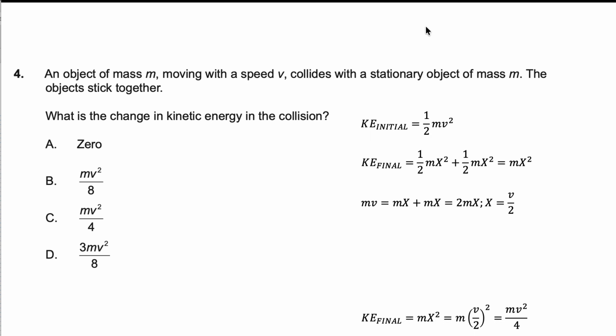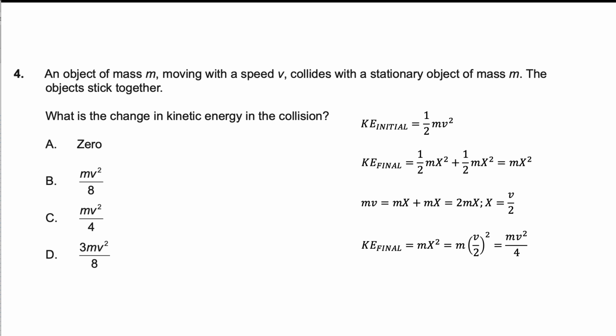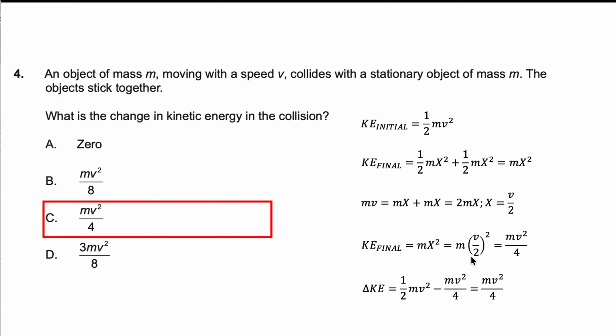Now, why is that important? Well, we can now work out our final kinetic energy, m X squared, well, that's m v over 2 squared, noticing the v and the 2 both get squared, so we've got m v squared over 4. We started with half m v squared, we've ended with m v squared over 4, and so we find the difference between the final and the initial to get minus m v squared over 4, which is equal to C.